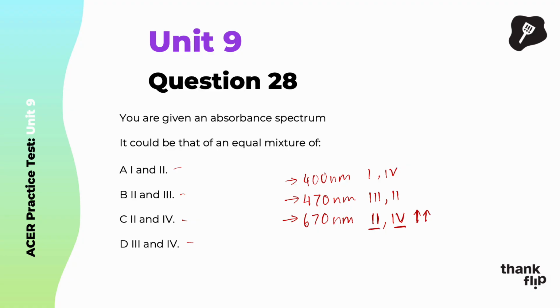Now looking at 2 also explains the peak at 470. So that peak could correspond to compound number 2. Then we also have another peak at 400, and 4 could correspond to that peak as well. And so as we can see, these two compounds explain the spectrum quite well, and so that's why you would put C as your correct answer.